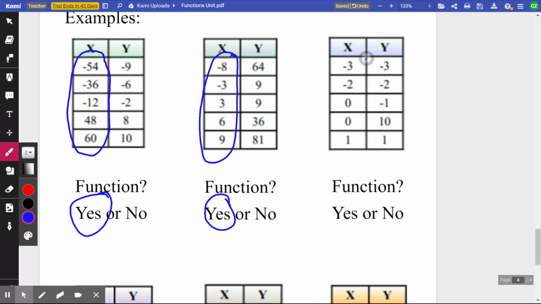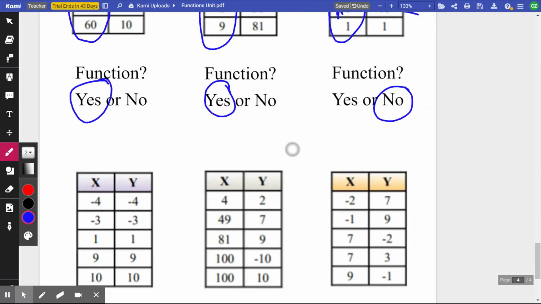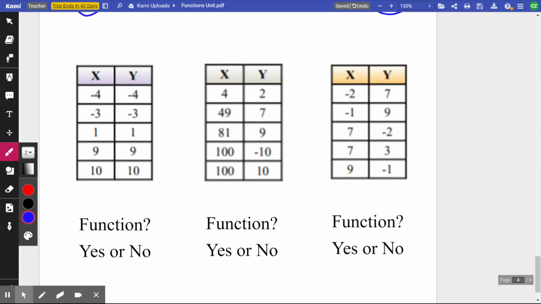All right, we will go to our next table. Look at these inputs: -3, -2, 0, 0, 1. Well, we have repeating inputs right here, 0 and 0. Do they give us the same outputs? No, they do not. One gives us -1 and one gives us 10. The same input is giving us 2 different outputs, so this is not a function. All right, and going to the bottom here. Again, we are circling our inputs, our X values. Do any of these repeat? -4, -3, 1, 9, 10. None of them repeat, so automatically that's a function.